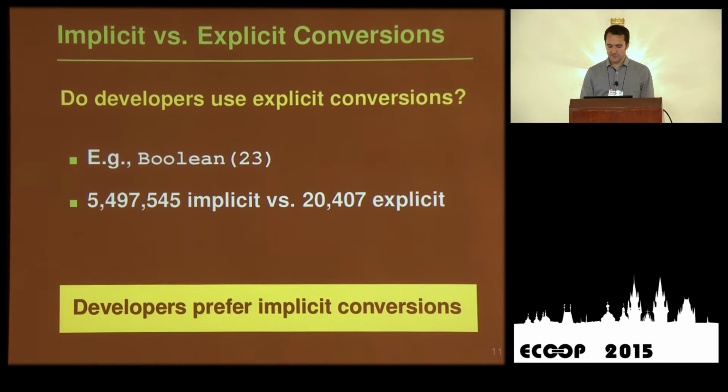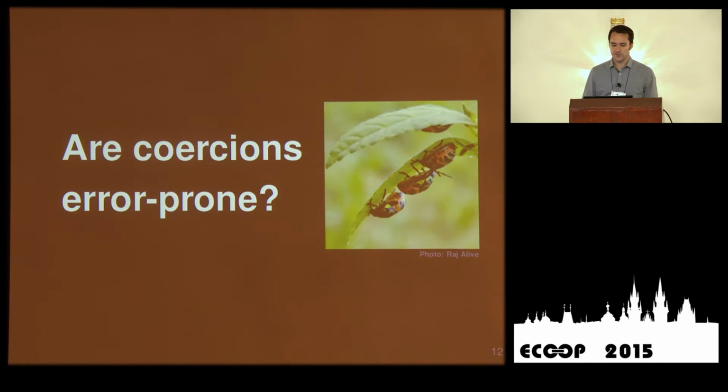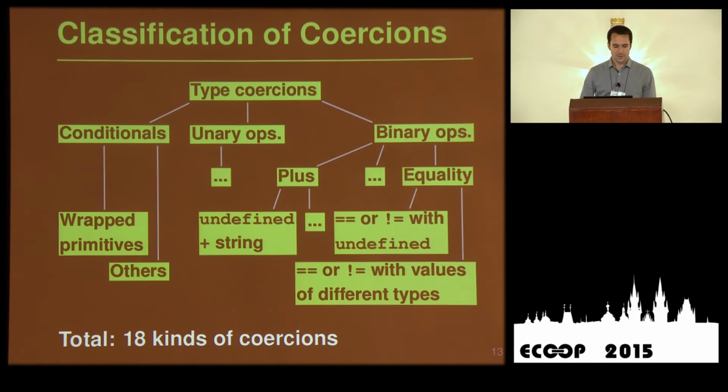Okay, so now we know that coercions happen very often and what they are used for. The next question is whether coercions are error-prone. So do some of these uses lead to bugs in the program? To address that question, we came up with a classification of coercions, so that enables us to distinguish between different situations in which a coercion may occur.